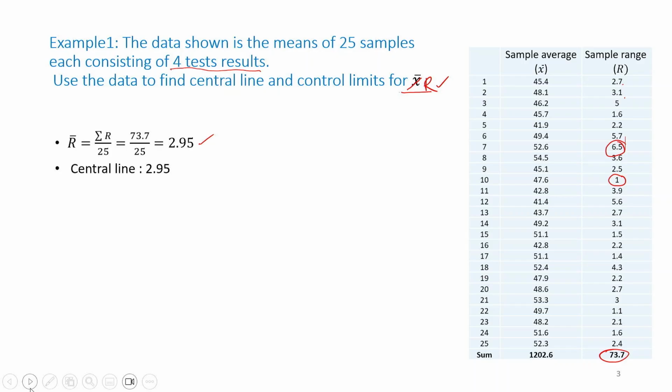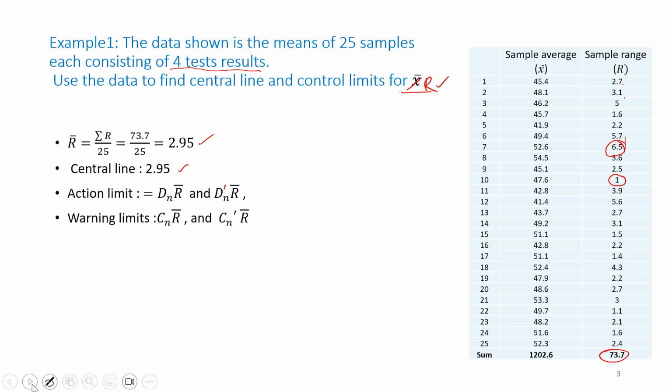After this, we need to finally draw the control chart. Therefore, my center line is going to be 2.95. That is the center line. Now, we have to find out the limits. So we know the formula of limits. Action limits are Dn R bar and Dn dash R bar. Therefore, and warning limits are Cn R bar and Cn dash R bar. So this is already stated earlier.